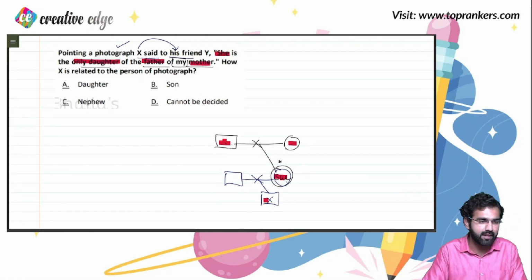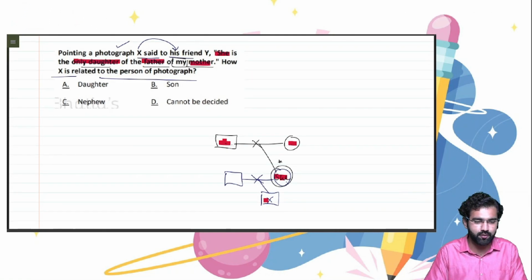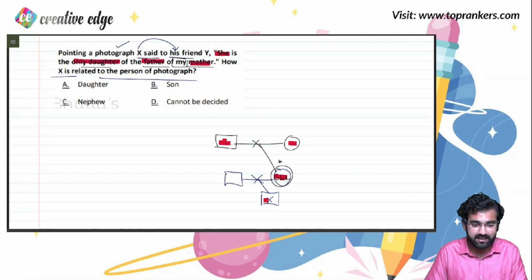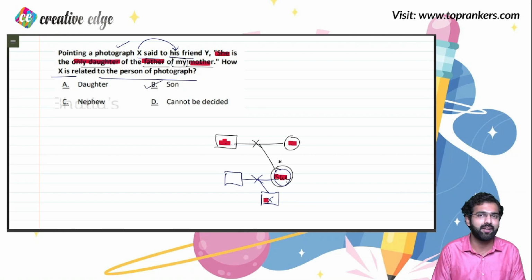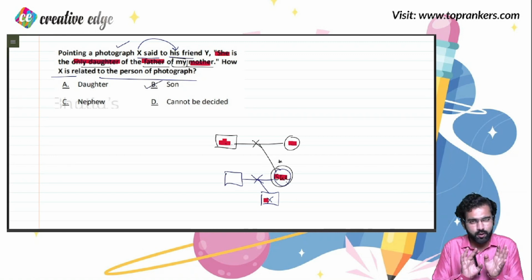Which means, what are we asked? How is X related to the person in the photograph? So X is no one but her son, he is the son. And if we are asked how is she related to X, that is clearly the mother. Well, to this question, the answer should be the son. I hope you are not getting confused.